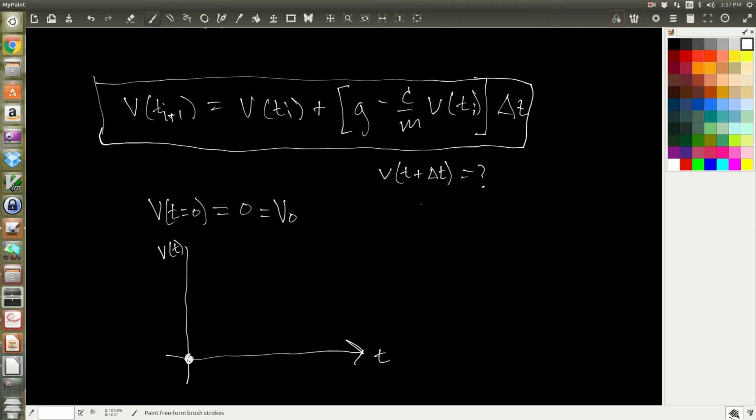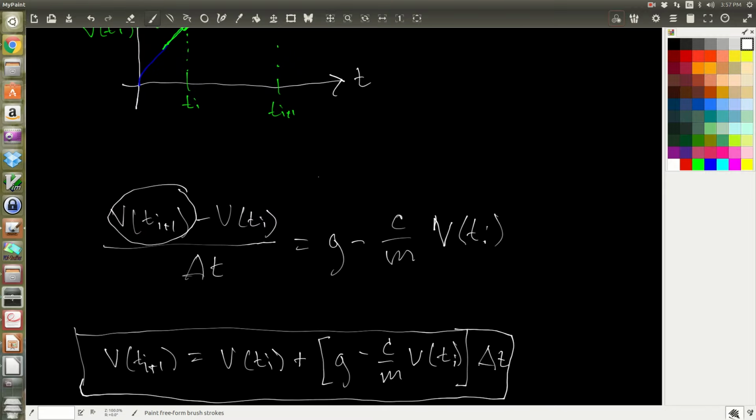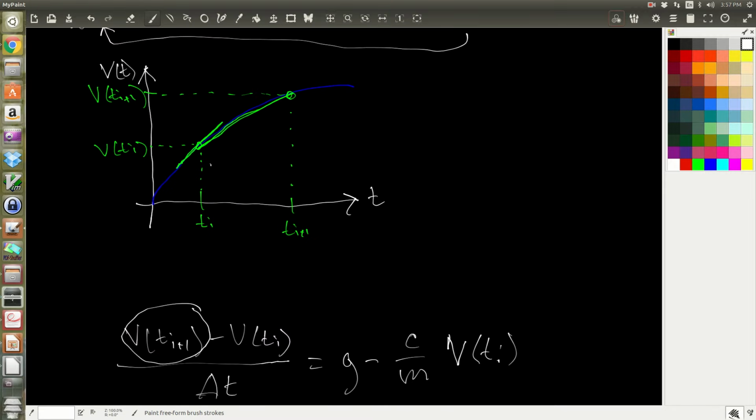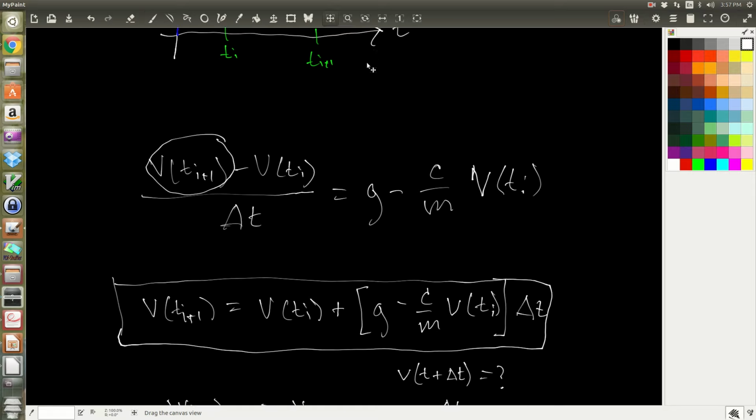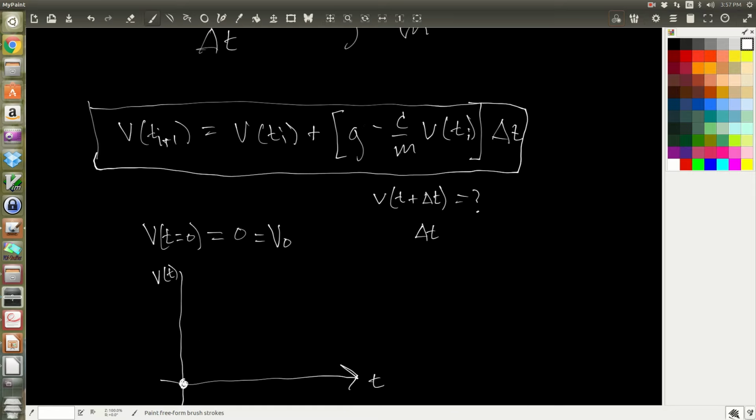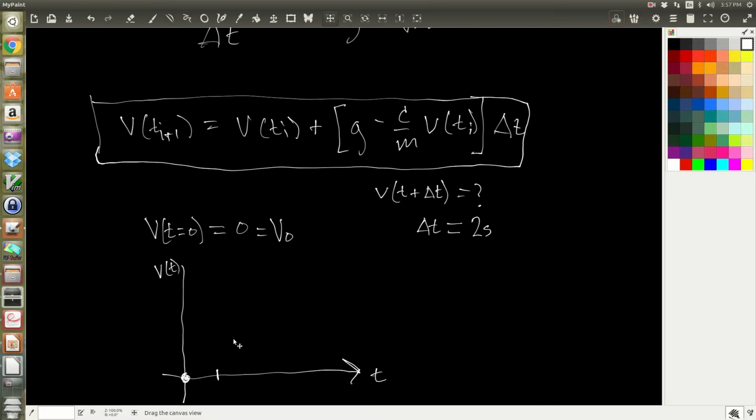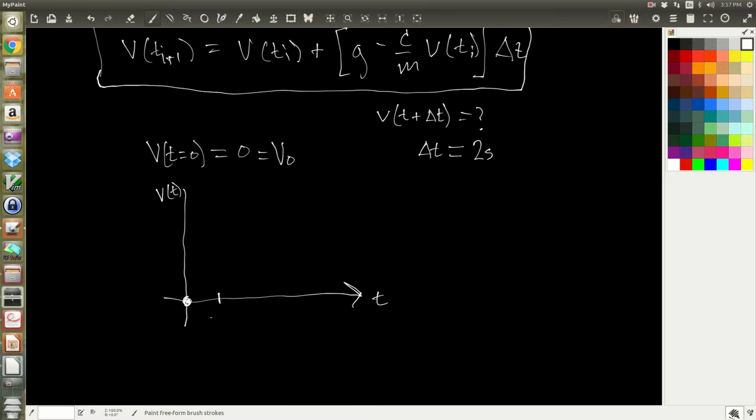So let me go back up to this plot up here. This right here, let's call this interval of time delta t. So that's delta t. Let's say delta t is equal to 2 seconds. We know the velocity at time t equals 0, and I'd like to know the velocity at time t equal to 2 seconds.